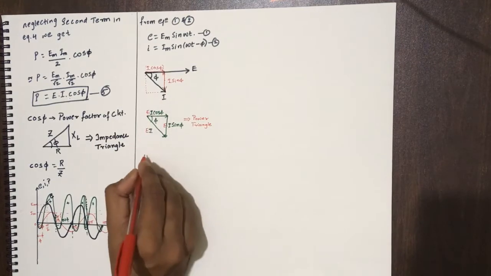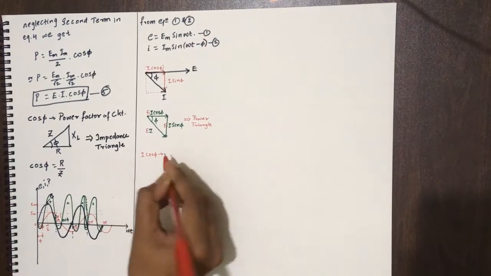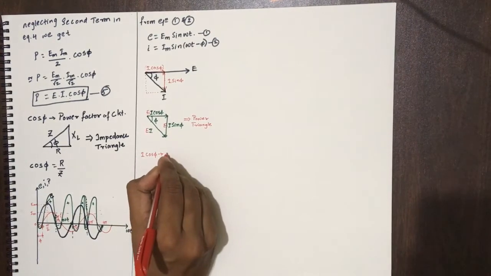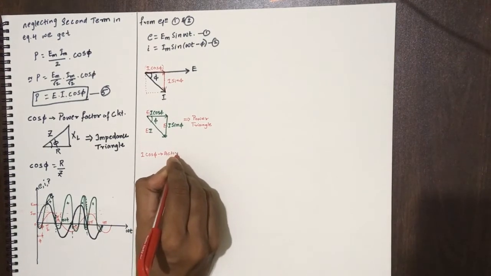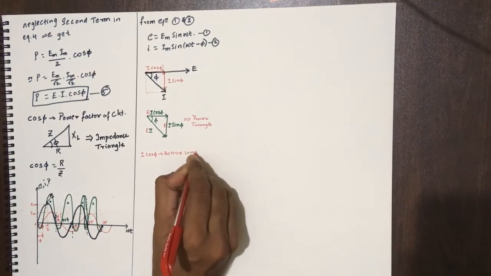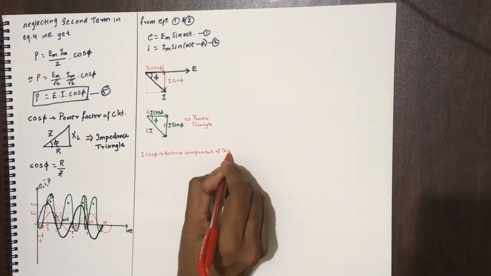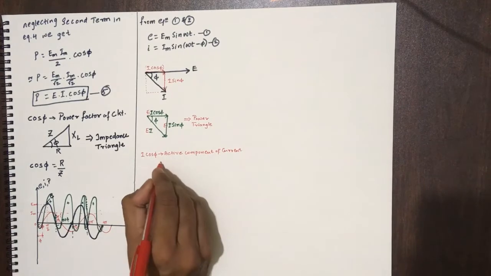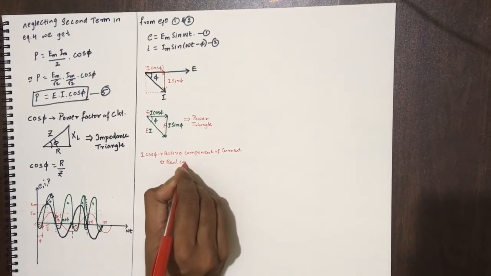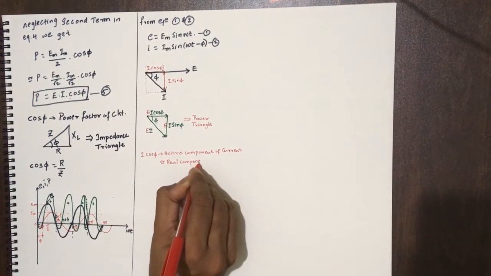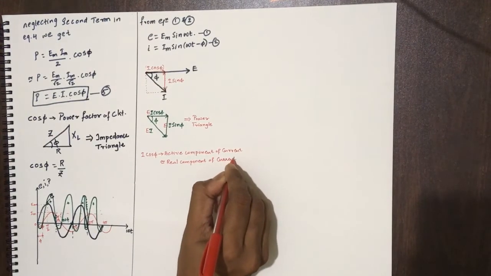Hence, the component I cos phi is known as the active component of current, or it is also known as the real component of current.